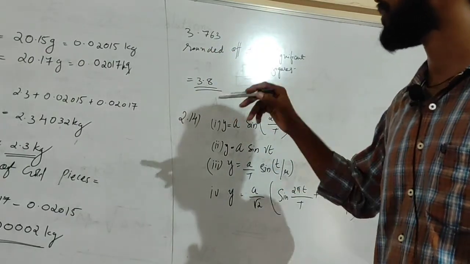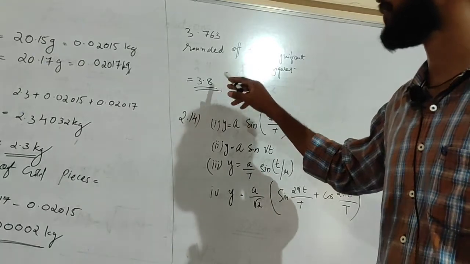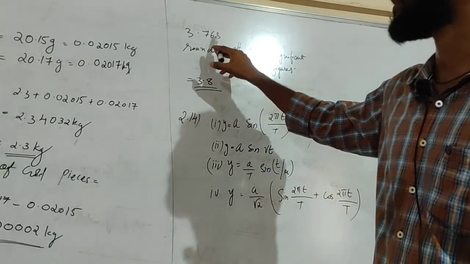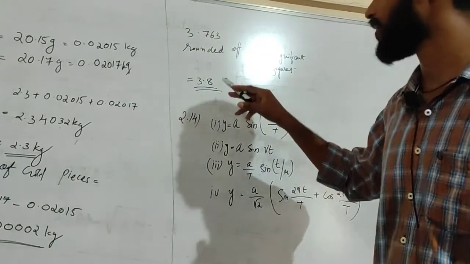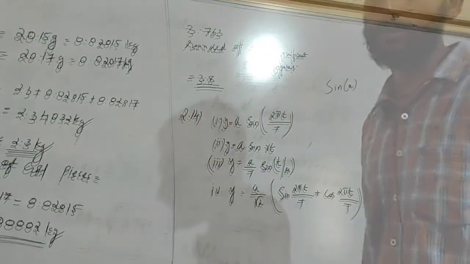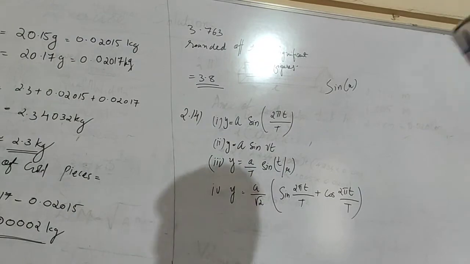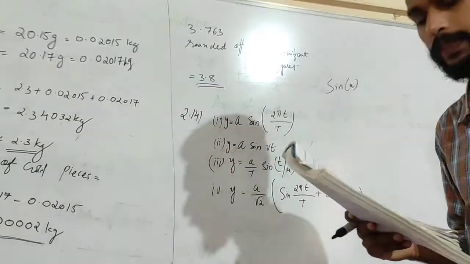So, when you are rounding off to significant figure number 2, the 6 value is greater than 5. So, the preceding number will be increased by 1 and it will become 3.8. Okay, now let us come to the next question, that is book question 2.14.